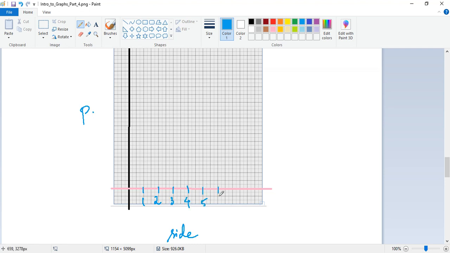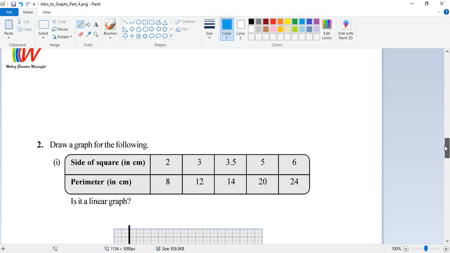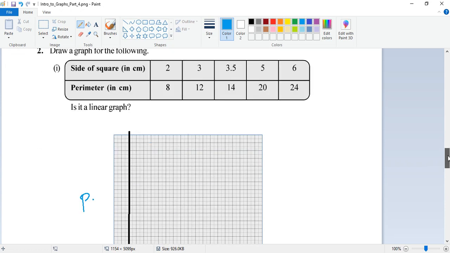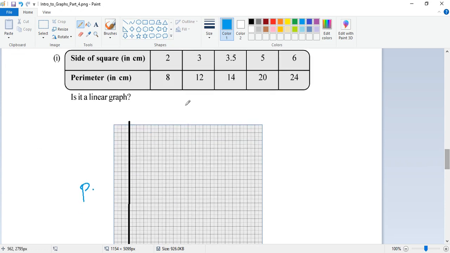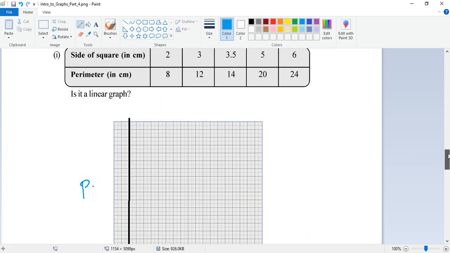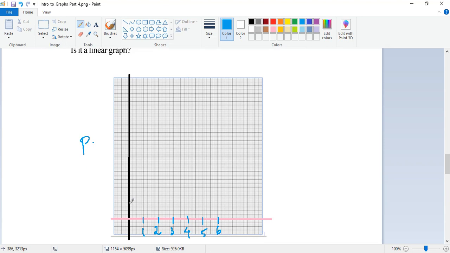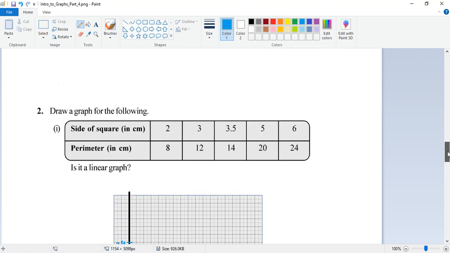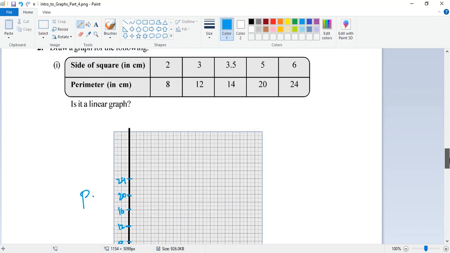Okay, so each one is 1 unit only, right? And then perimeter is like from 8 to 24. So you can go from 8 to 24, you can say 2, 4, 6, no, 4, 8, 12, 16, 20, 24. Okay, yeah. So now let's draw the graph.